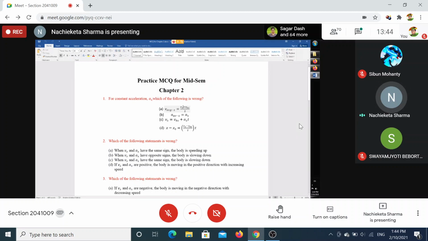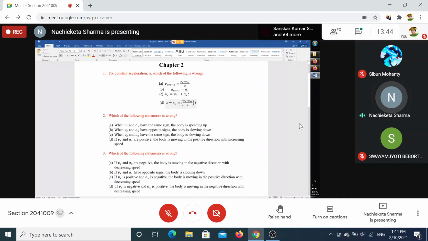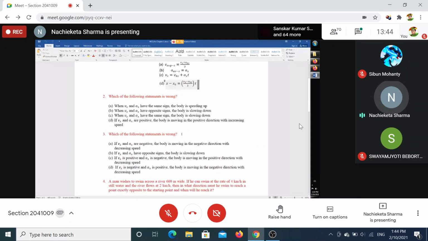So average velocity is equal to final plus initial by 2. We can write this only in case of constant acceleration. And for constant acceleration, the instantaneous acceleration and average acceleration are the same. And for constant acceleration, this is the relationship between velocity, acceleration, and time. And so the 4th one is wrong. You are right. Following statement is wrong. Question number 2, your answer?